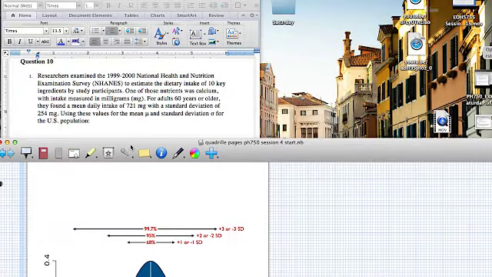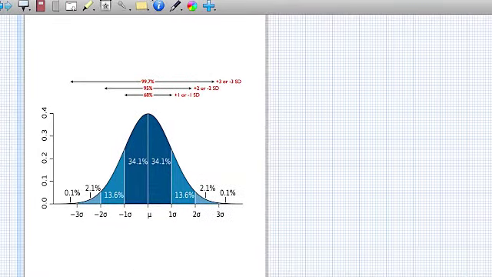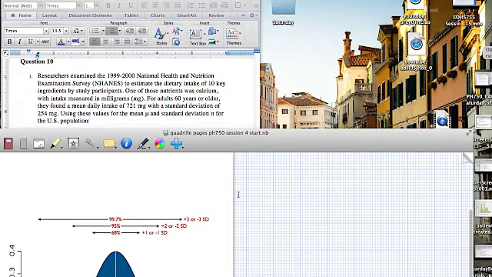Okay, and here's, for instance, a question from assignment 2. Research examined in the NHANES survey to estimate dietary intake of certain ingredients by the participants of the study. One of those nutrients was calcium. The intake was measured in milligrams for adults 60 years and older. They found a mean of 721 milligrams with a standard deviation of 254. So let me just go ahead and put that down here. We had a mean of 721, so our mean will be mu.